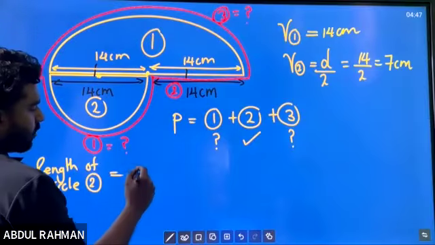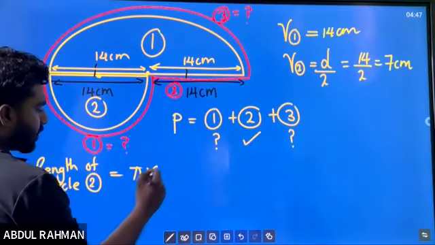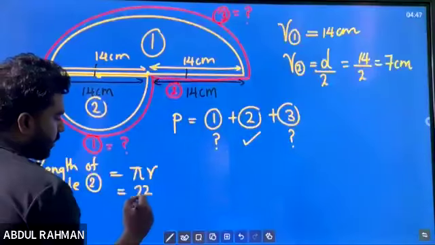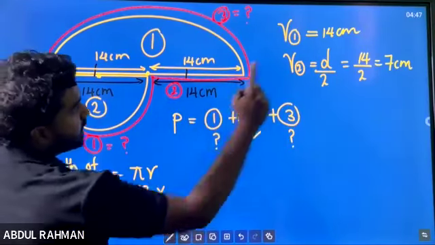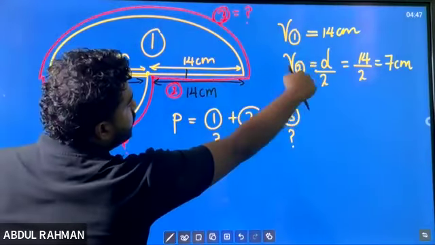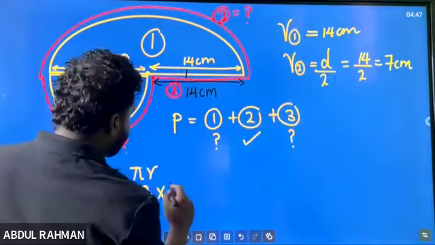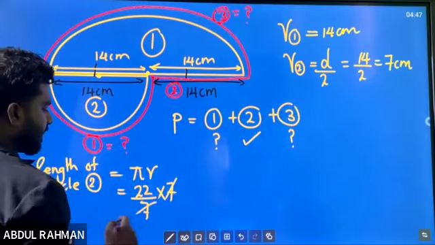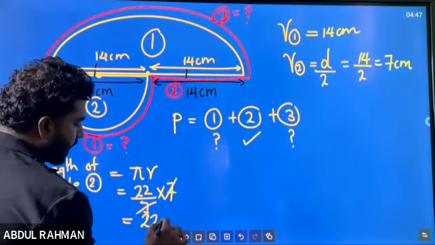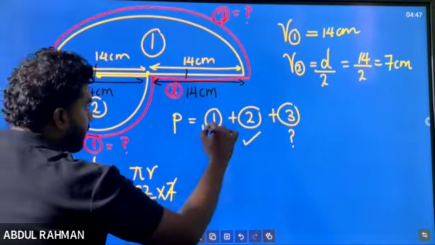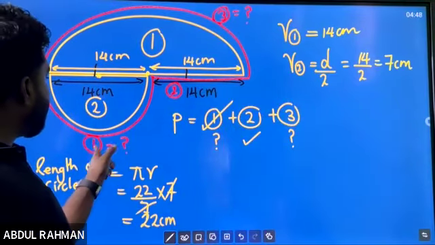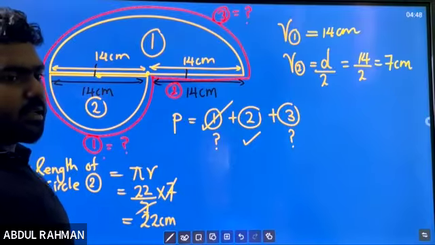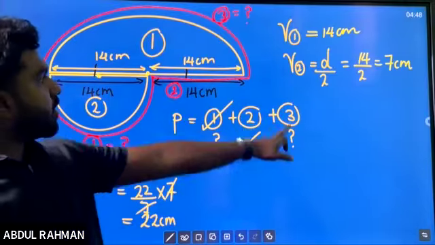I know the equation is what? Pi r. 22 over 7. What is my radius? Radius of semicircle number 2 is what? 7. 7 and 7 get cancelled. What is the answer? 22 centimeter. Now I know this, because I have taken 1 as this length. Okay, now I need to find out the third one.